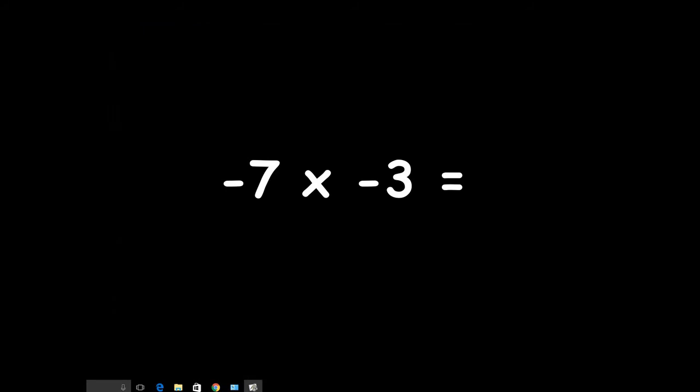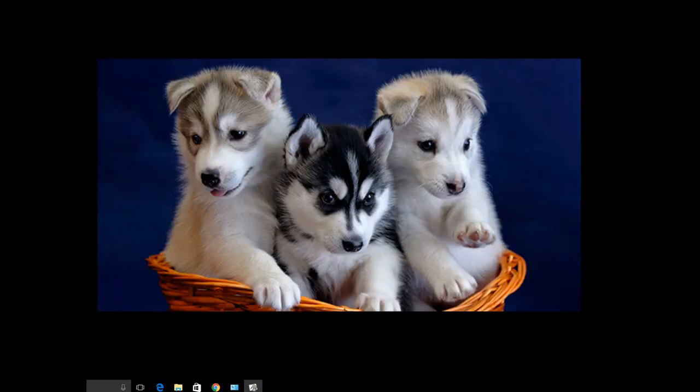Negative 7 times negative 3 equals positive 21. Those two negatives cancel out to make a positive 21.